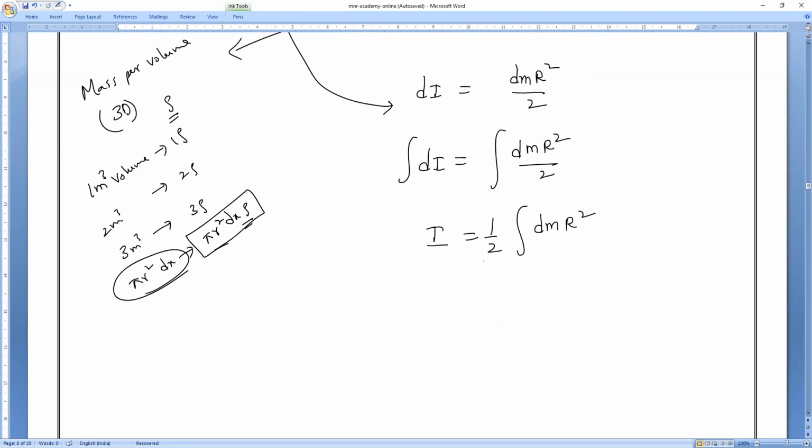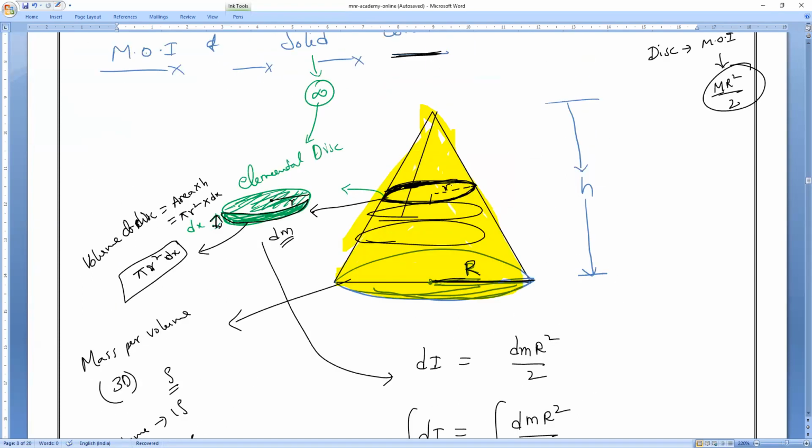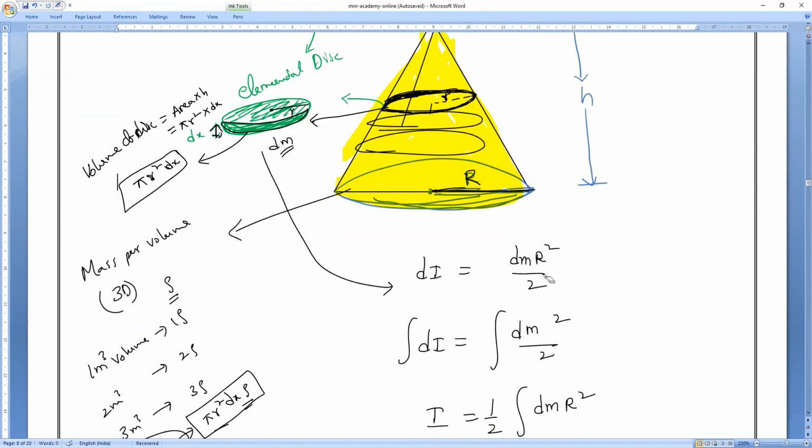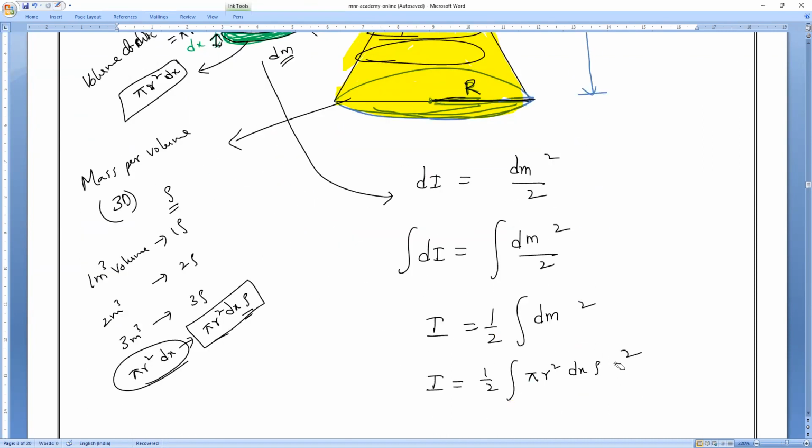So dm, mass, is equal to pi r square dx into rho, and then into r square by 2. Are you clear, everybody? Any doubt you can ask me. So as it is very small r, sorry, I made a mistake here. I assumed small r, but I wrote capital R. So it is dm small r square, since the radius is small r.